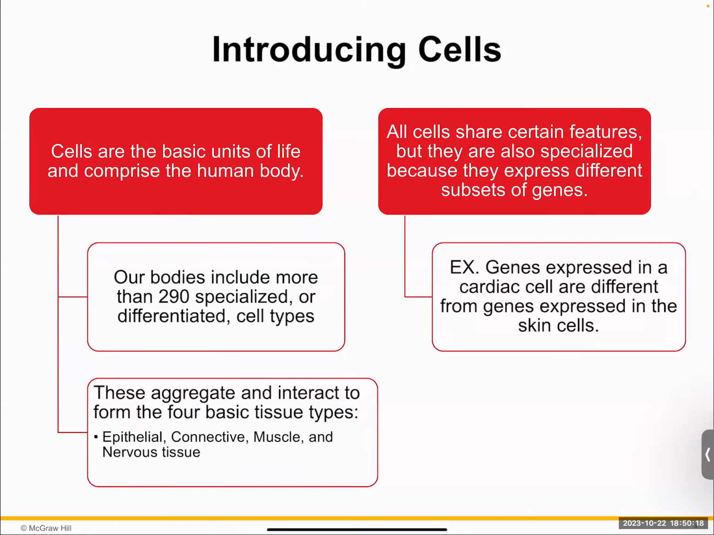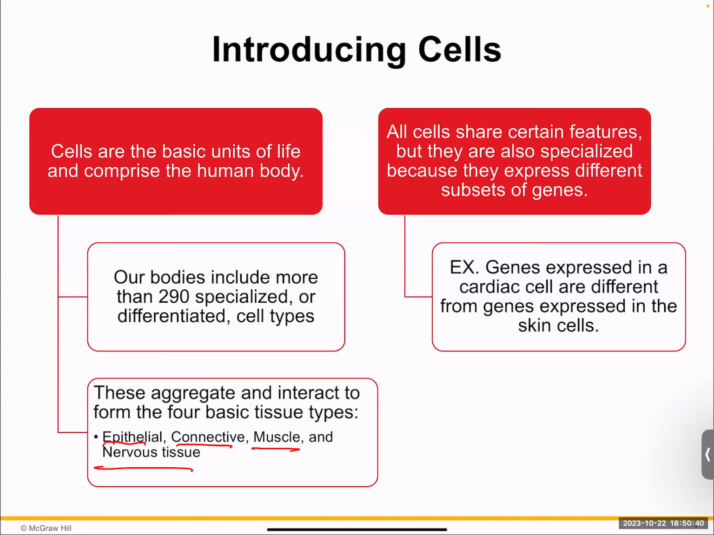And then again, remember that those cells are going to form our tissues. Tissues form the organs, and then organ systems, and again, the human body. Now, these cells have the capacity to regenerate, to form, again, the four major categories of tissues, which are the epithelial tissue, the connective tissue, muscle tissue, and nervous tissue.